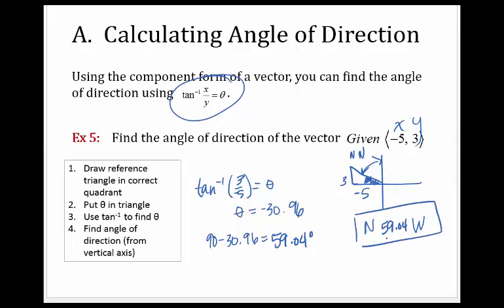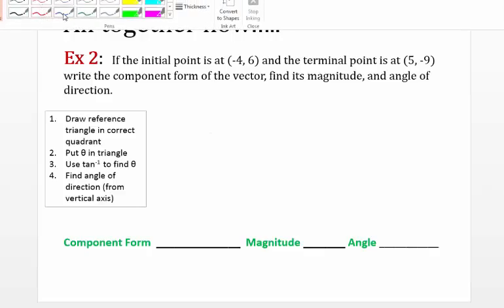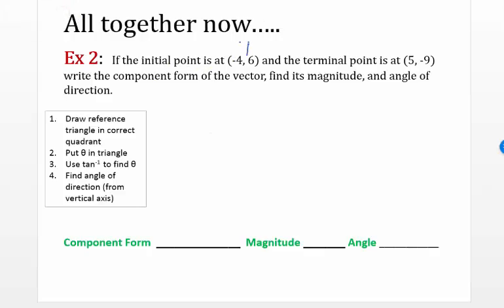All right, so let's try another one. All right, let's try one all together. You've got to find the component form first, the magnitude, and the angle. So it's putting all these skills together in one problem. So if the initial point is -4, 6, and the terminal point is 5, -9, write the component form of the vector. There's problem 1. Find the magnitude, problem 2, and then the angle of direction, problem 3.